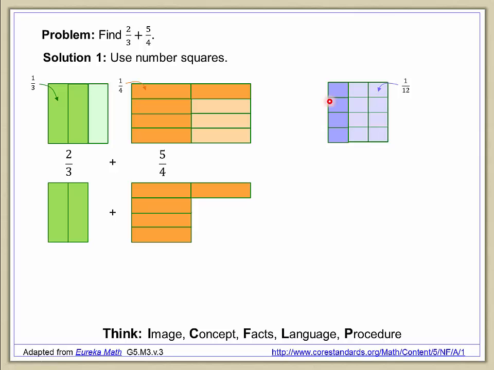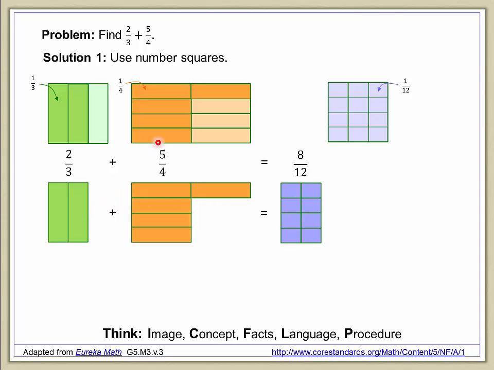A third is 4 twelfths. So this one vertical piece here is equivalent to 4 of these twelfths. Since we're trying to represent 2 of them, 2/3 will be this many twelfths, 8 twelfths. So now we've got 8 twelfths as the representation of our 2/3.